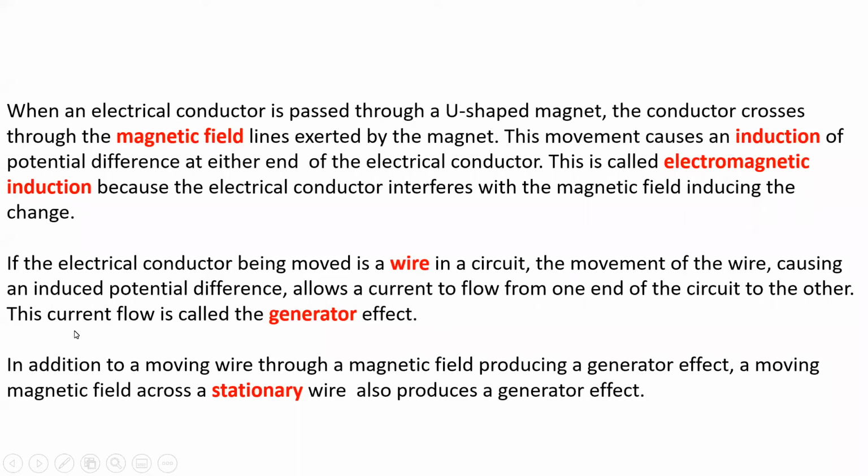In addition to a moving wire in a magnetic field producing a generator effect, a moving magnetic field across a stationary wire also produces a generator effect. So that means that you have any relative motion.